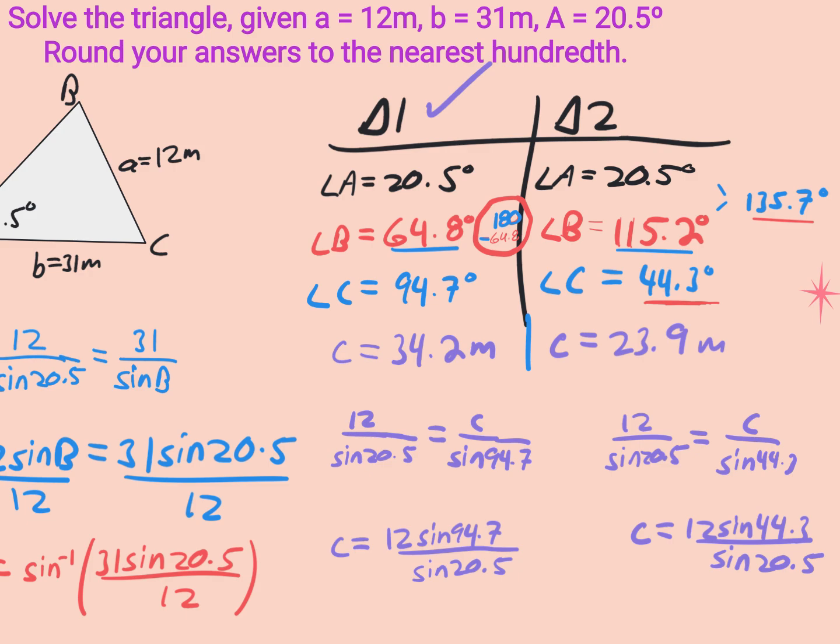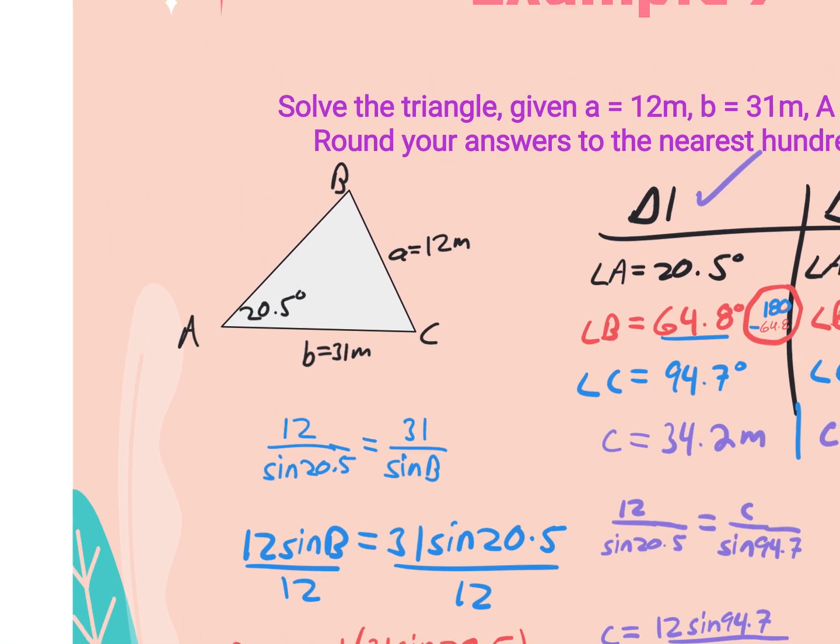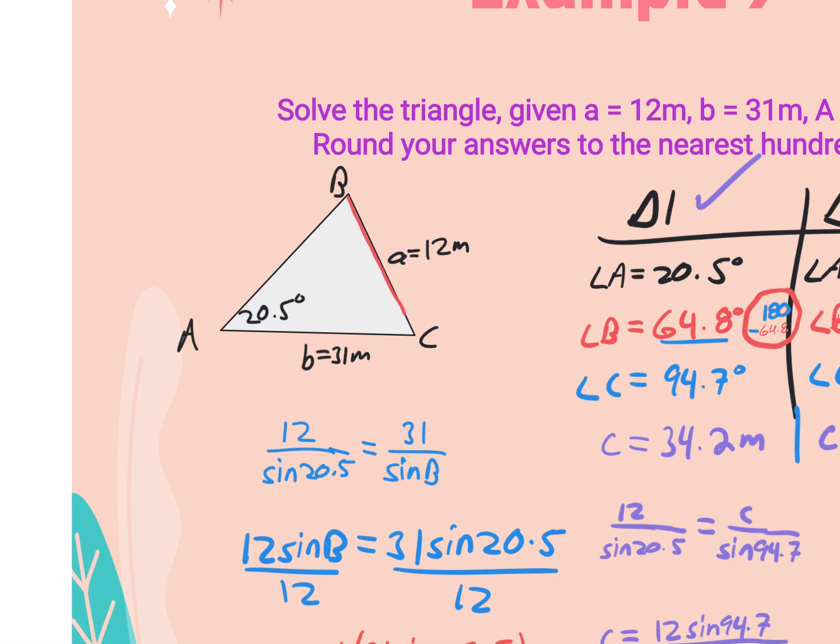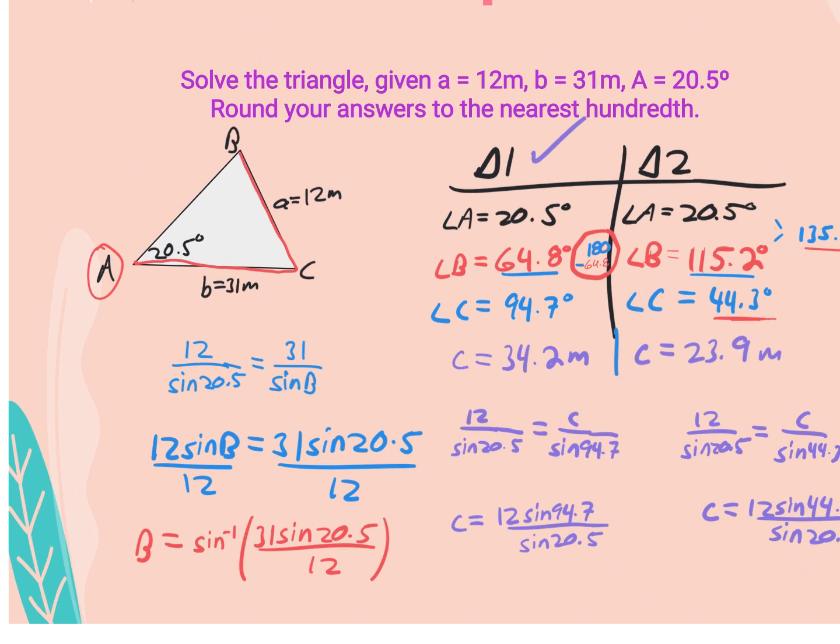Just in these cases though, right, the first two examples of this you didn't have to check. Again, guys, it's only when there's a side, and then a non-included angle in this case, right? If the angle is included, let's say you had angle C instead of A, you would have to use law of cosines. That would just give you one triangle.